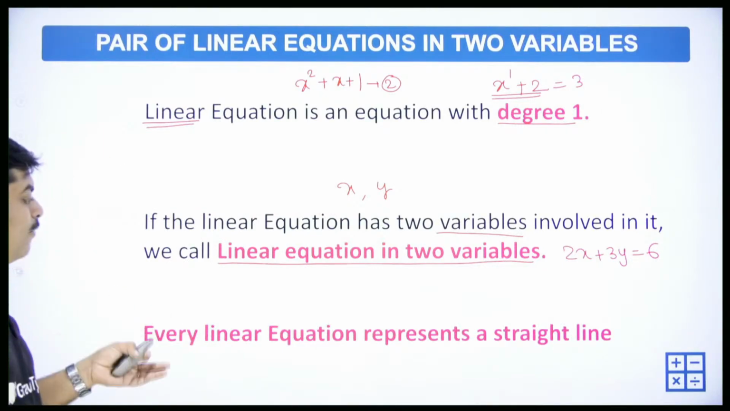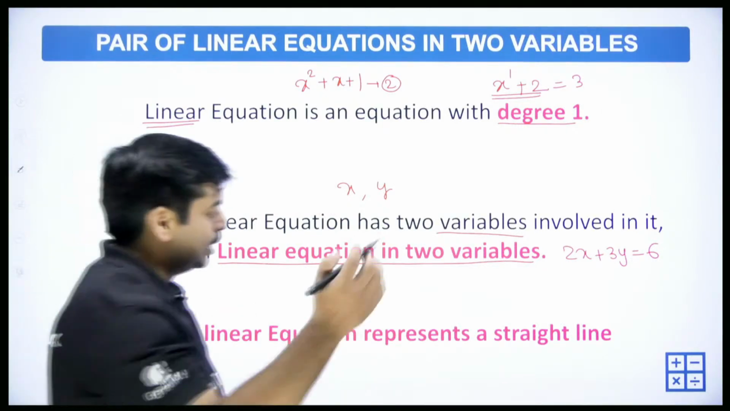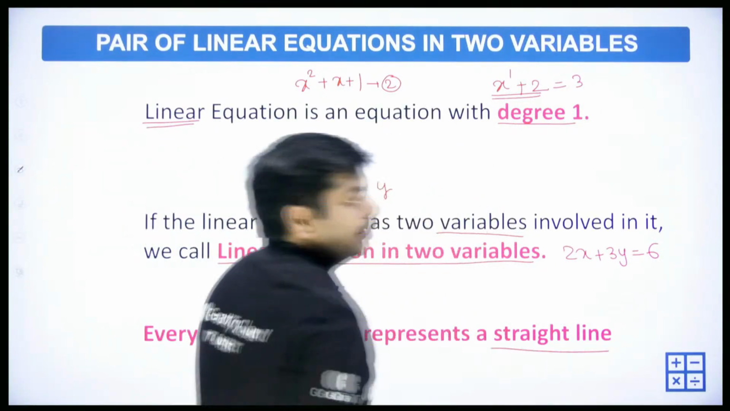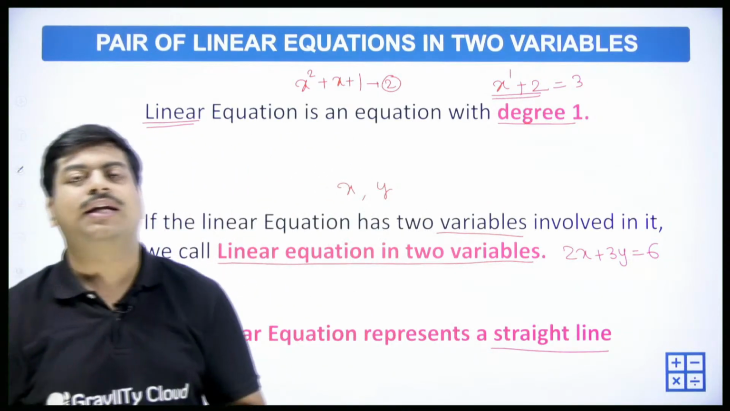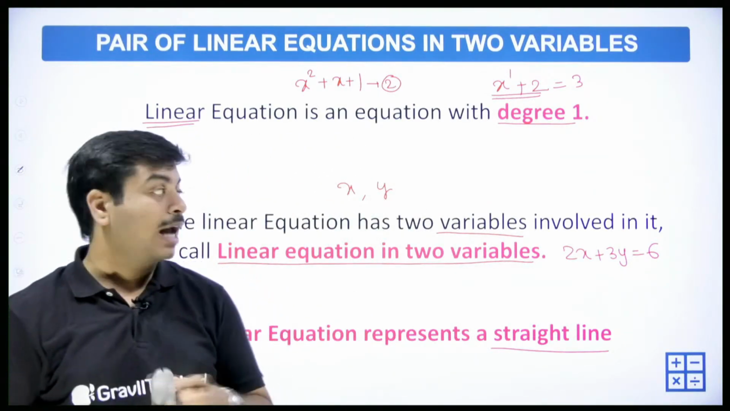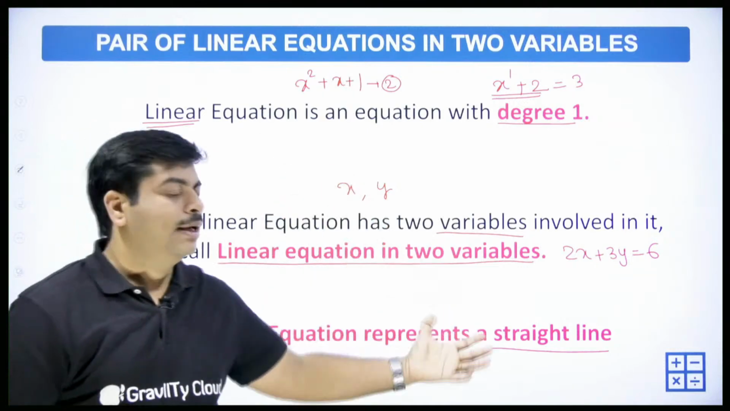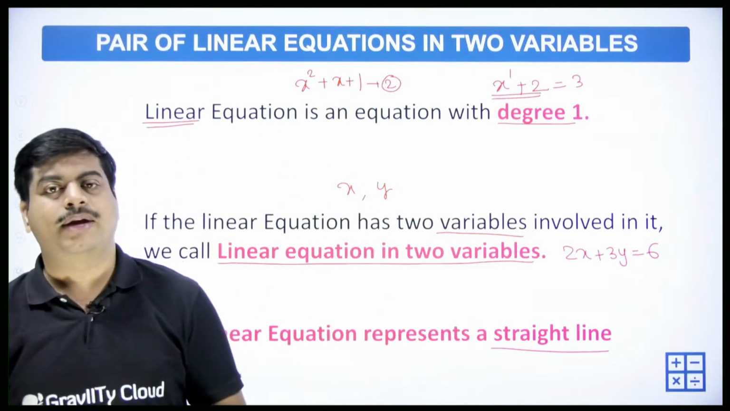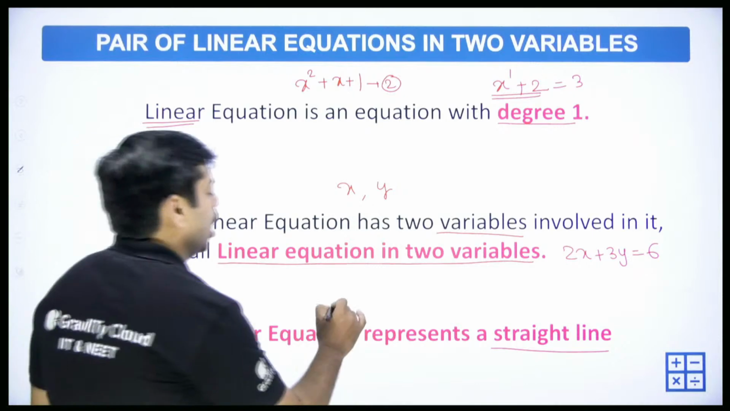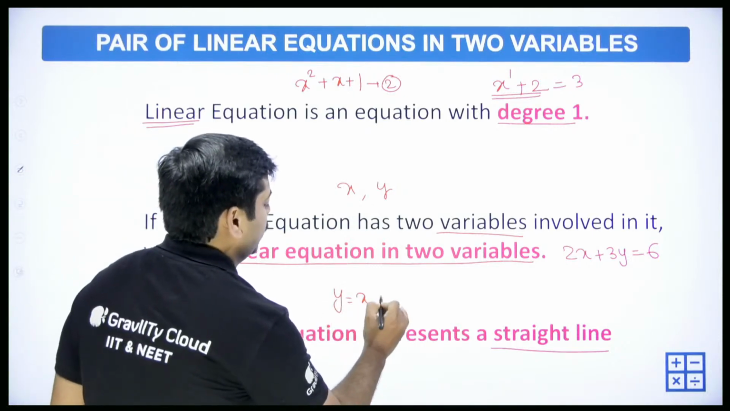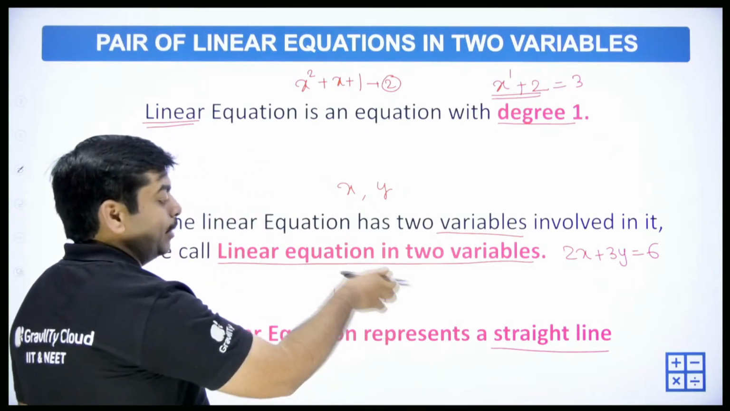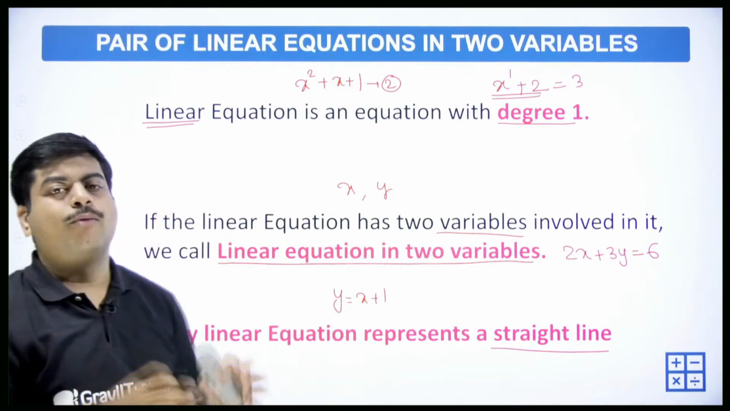So every linear equation represents a straight line. In the lower classes we learned that the graph of a linear equation is always a straight line, right? We saw how to plot the graph of y equal to x plus 1, taking different values of x, bringing out y, and plotting them on the graph paper.